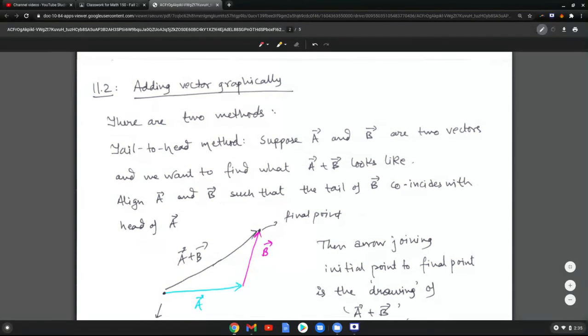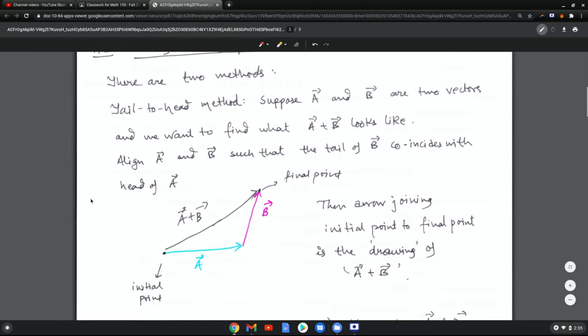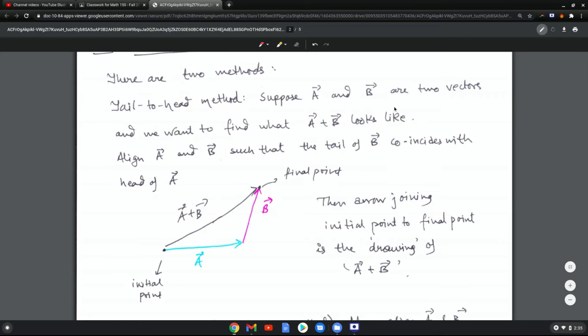The first thing we're going to learn is how to add these vectors graphically. There are two methods. The first is called tail to head method. Suppose A and B are two vectors and you want to find what A plus B looks like. We align A, B such that the tail of B coincides with the head of A.